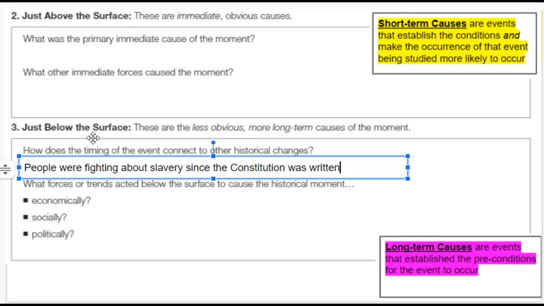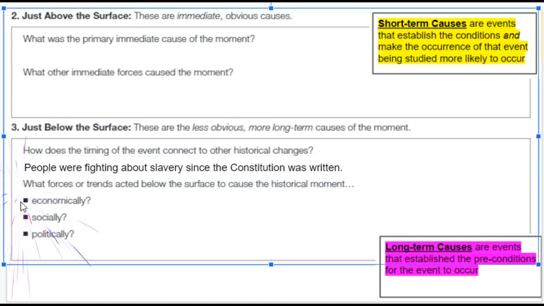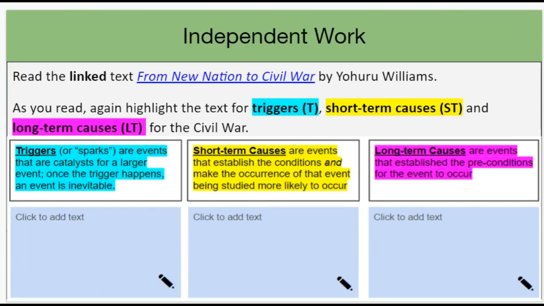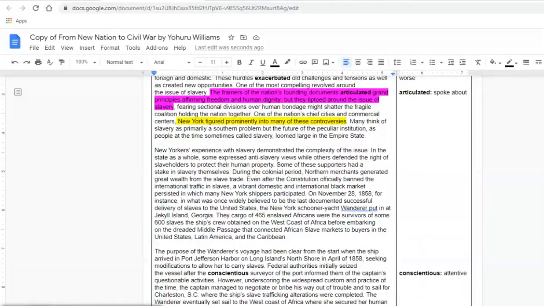was written. So you're going to read further, and it's saying to look at economic, social, political. I'm telling you that you're going to focus specifically on economic because it involves the slave trade. Okay, obviously it's political too. Now you're going to work your way through the source, and you're going to keep labeling short term, long term, and triggers for the actual event.